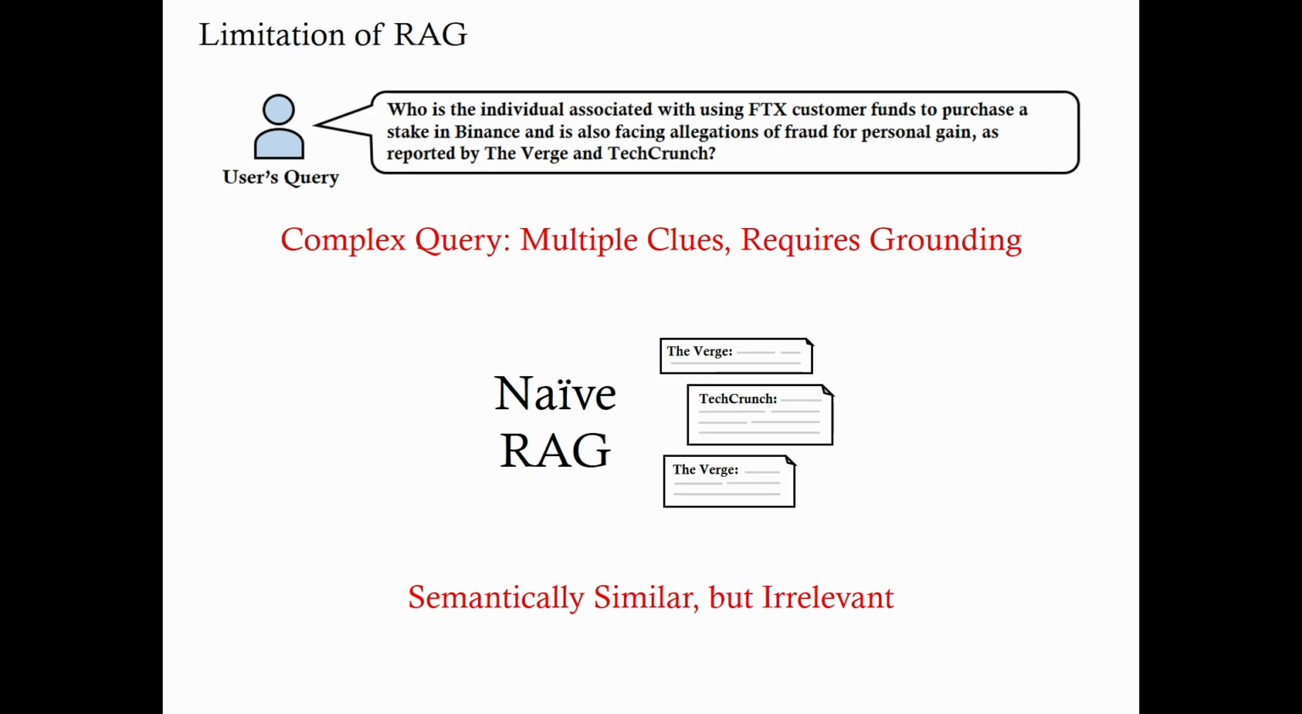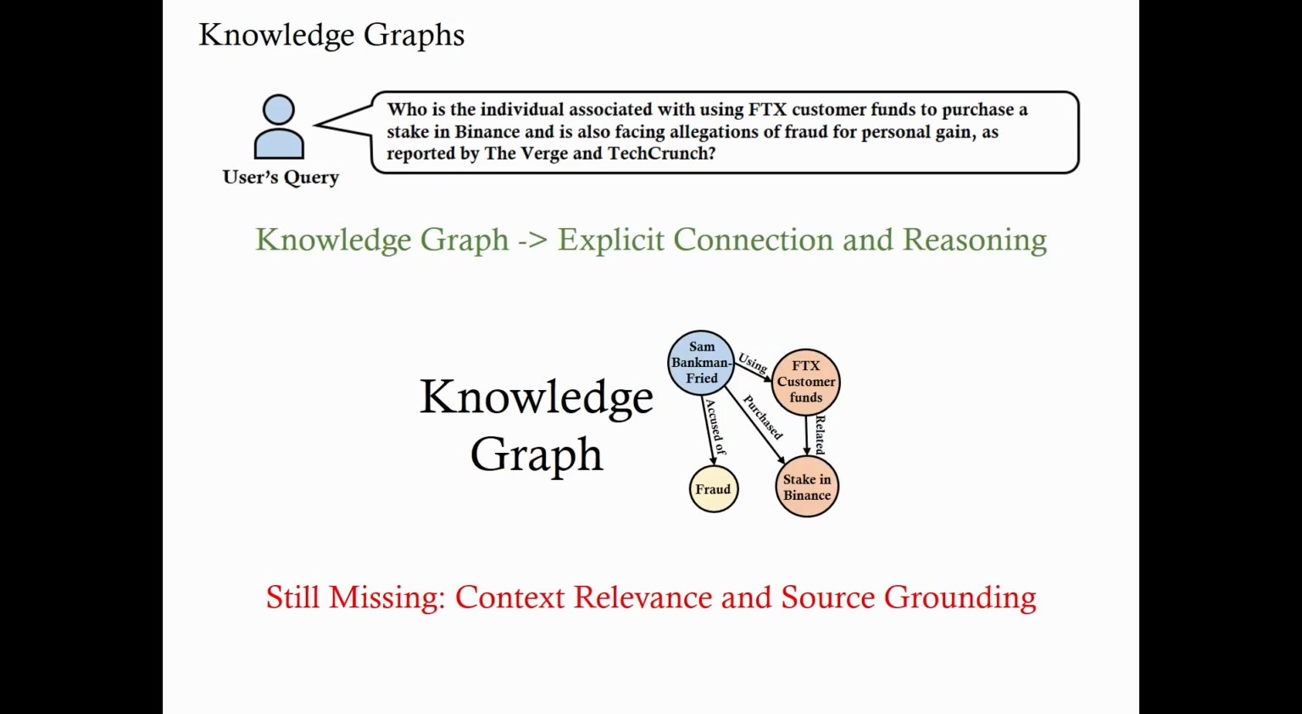A common and recent approach to resolve this issue is to use knowledge graphs for LLMs, where they delegate the explicit connection and reasoning to a knowledge graph, such as in the illustration right here. We have head entities such as Sam Bankman-Fried, who is a human here, and tail entities such as FTX customer funds, fraud, and stake in Binance. Those entities are connected through relations like using, accused of, purchase, and related, and so on. But they're still missing relevant context and source grounding in regard to the query here.